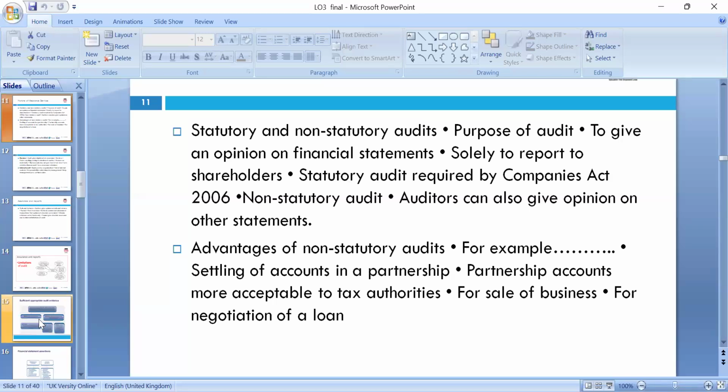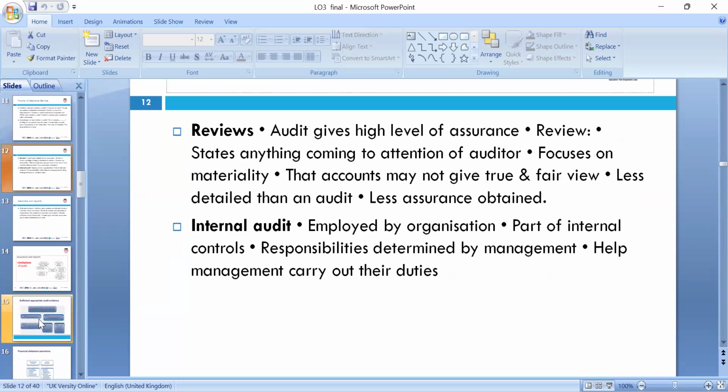Statutory and non-statutory audit: statutory audit gives an opinion on the financial statements, reporting solely to the shareholders, and is required by the Companies Act 2006. Non-statutory audit also gives an opinion on other financial statements. An advantage of the non-statutory audit, for example, is that audited sole trader or partnership accounts may be acceptable to the tax authority, for the sale of the business, and in negotiations. That is also very important in the financial statements. We need to make sure the financial statements are true and fair and in line with international accounting standards.